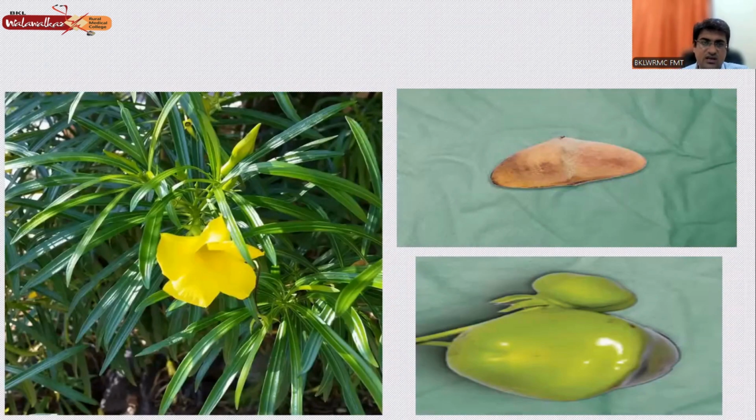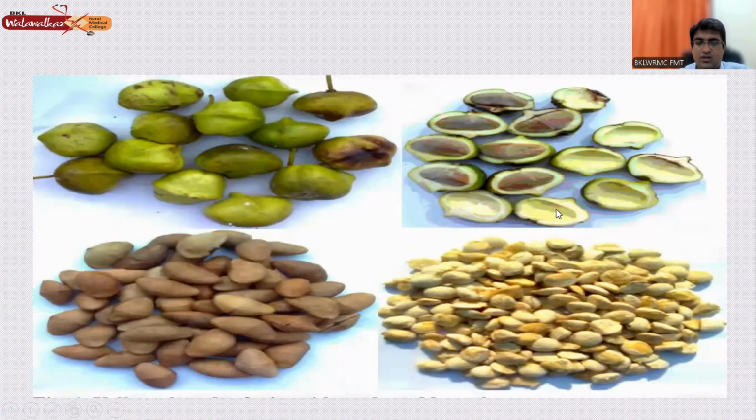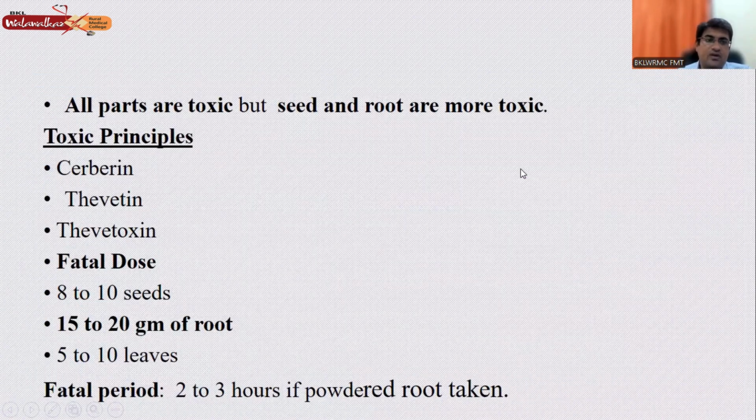So you can see here, this is the yellow oleander. This is the single fruit. This is the globular fruit, and this is the nut. Here you can see these are the seeds contained in these nuts. Then about toxicity, all parts of this plant are toxic, but the seeds and roots are more toxic.